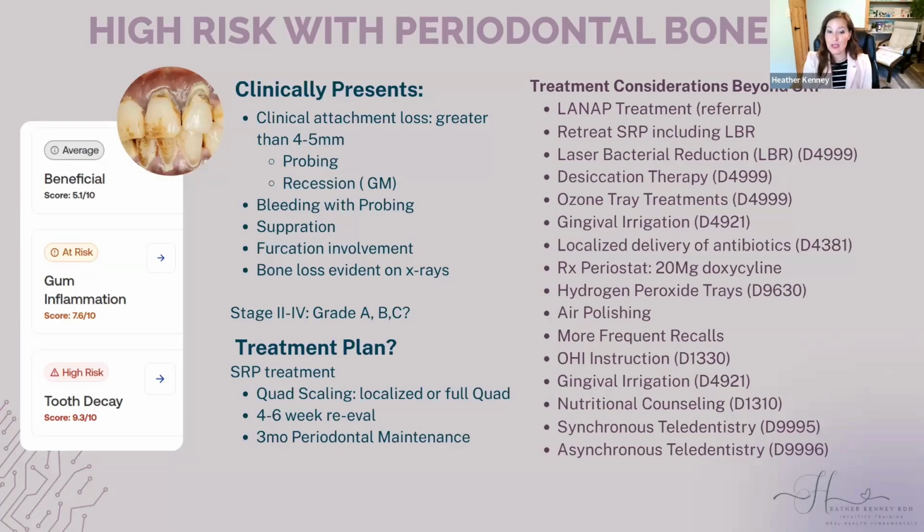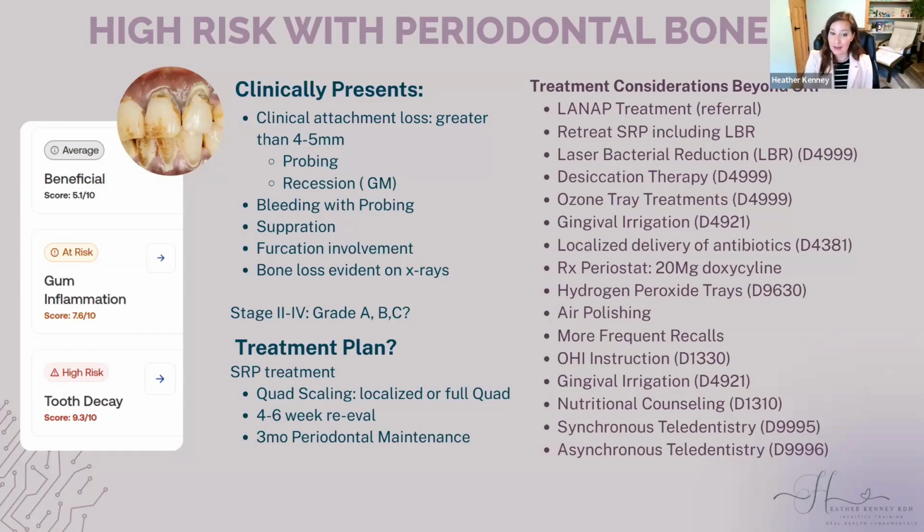They're not stable. So you could do laser bacterial reduction, desiccation therapy, ozone treatments, whether that's insufflation or tray treatment, gingival irrigation. We talked about periostat. That's a low dose doxycycline. If we have a patient who is a high progressor or a high responder, this could be a good tool to help dampen down that immune system. It's not antimicrobial, you're dealing with that host component.